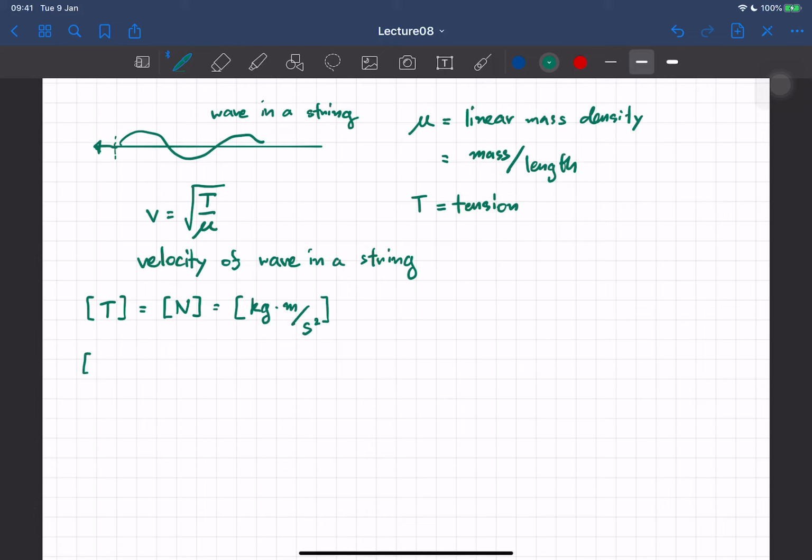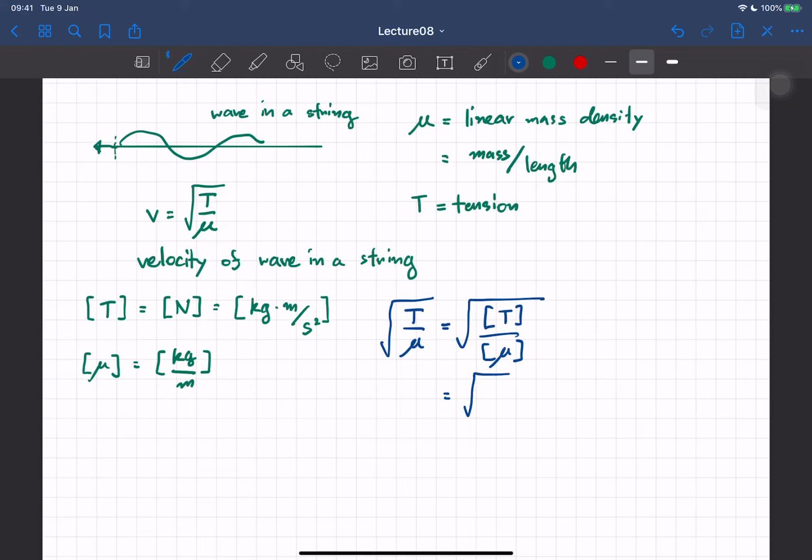And what is the unit for mu? Well, mu is mass per length. So it's going to be kilogram per meter, right? Kilogram per unit length, so kilogram per meter. So square root of T over mu has the unit of square root of the unit of T over the unit of mu. So you plug everything in, right?